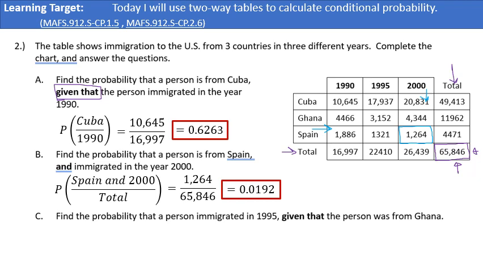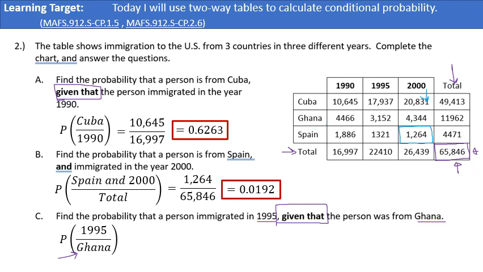Find the probability that a person immigrated in 1995, given that the person was from Ghana. All right, so right off the bat, we're excited because we see "given that," so we know we're talking about conditional probability. We were so kind to even put it in bold for you. That means we're going to change the denominator. Okay, so we want the probability that they immigrated in 95 given that they were from Ghana. So Ghana is our denominator. It means that we are going to focus on that row from Ghana.